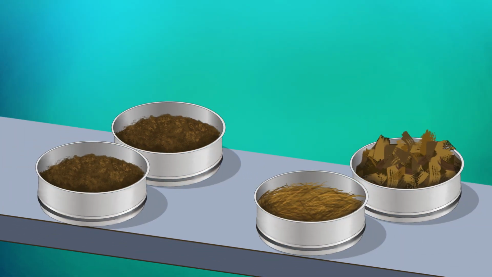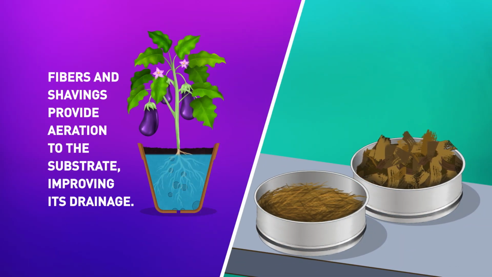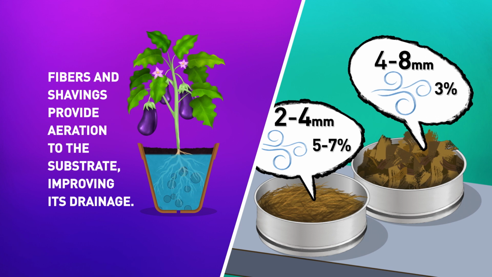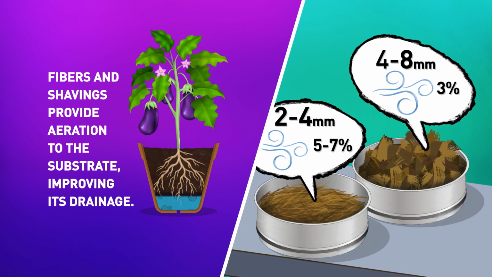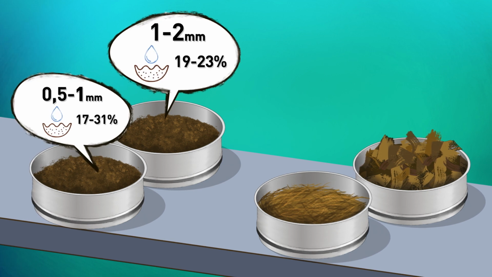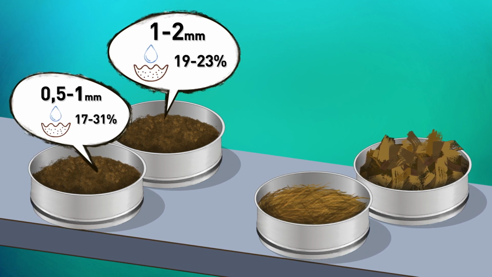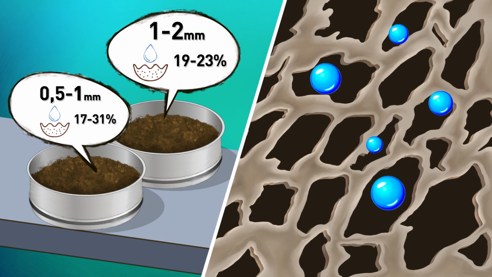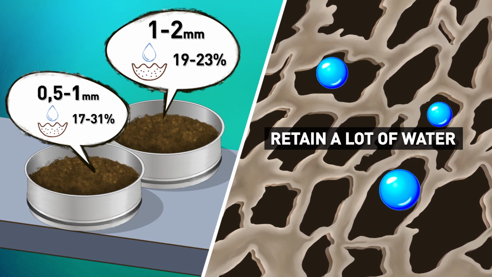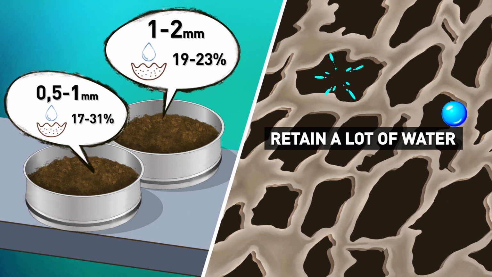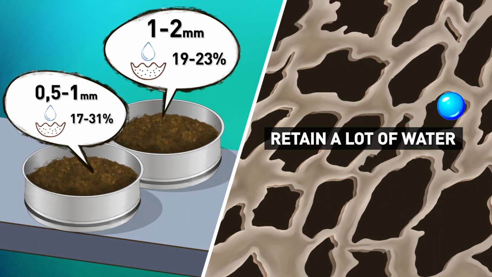Every particle size has a function. The larger particles, fibers and shavings, provide aeration to the substrate, improving its drainage. Then, the small and medium-sized particles are the structural framework of the cocoa substrate and retain a lot of water. Also, when the water is drained, the particles shrink, allowing air pockets to form.